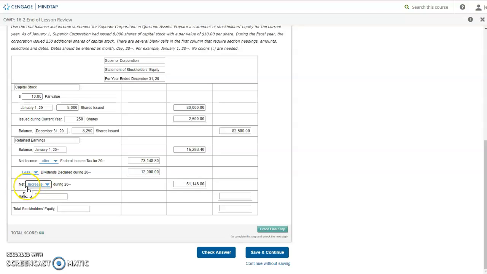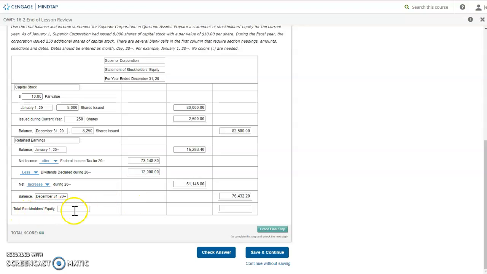Now, since I have a net increase, I'm going to add that net increase to my balance on January 1st to get this number. So I should get 76,432.2. I'm going to label that as my ending balance. So balance December 31st, 20 dash dash.